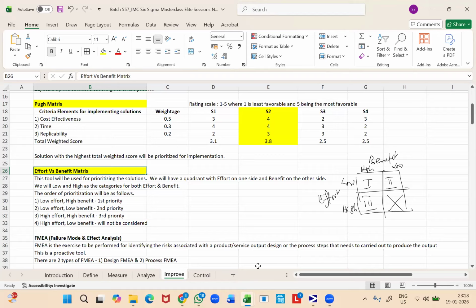Now we will have the mock test conducted for the green belt assessment. If you have any questions, you can ask me now. Any question?